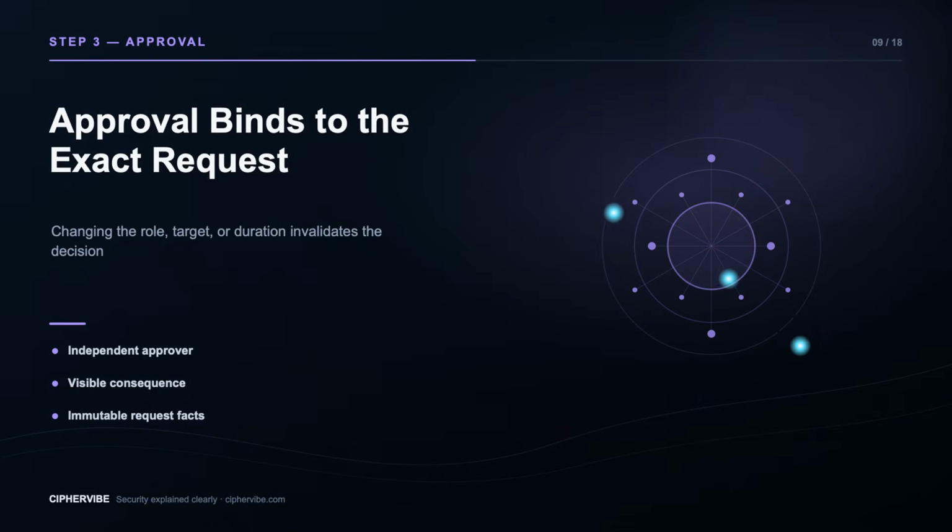An authorized reviewer sees the exact resource, role, duration, reason, and expected consequence. Approval is bound to those facts. If the target or duration changes, the request returns to policy evaluation. The administrator cannot turn a narrow approval into a broader grant after the reviewer clicks approve.